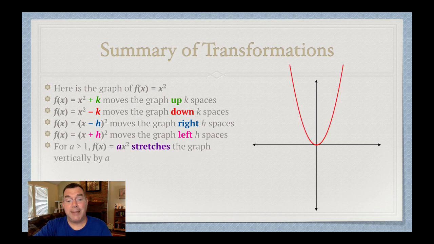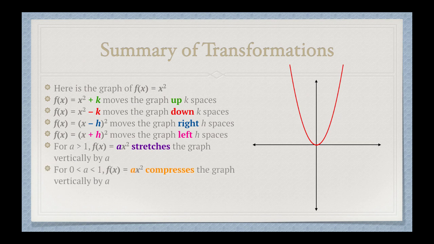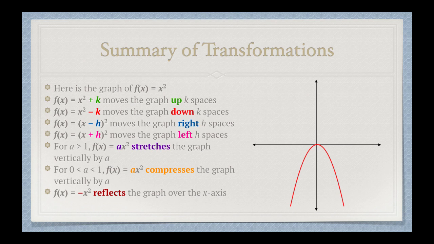If I multiply the entire function by some constant a, then the graph is going to stretch by that amount if a is greater than 1. And then if a is between 0 and 1, that means that the graph is actually going to be compressed by that fraction. All right, and then if I multiply by a negative, that means that the entire graph is going to flip over the x-axis. So that's a summary of the transformations that can happen.